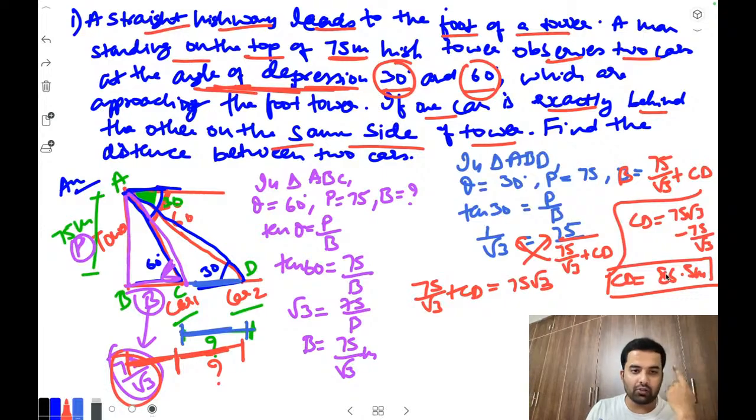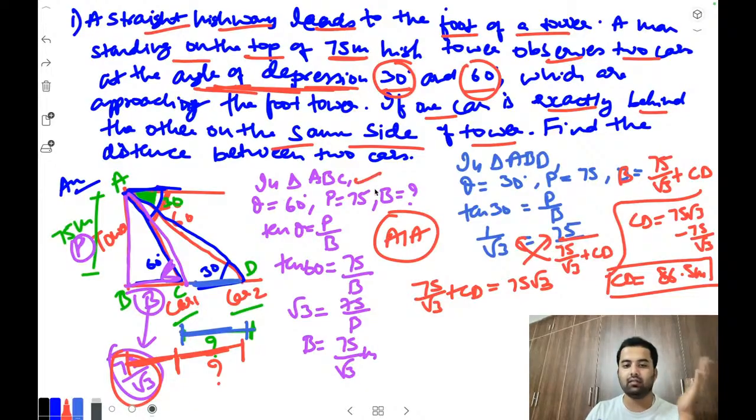Just make sure of one thing. Here we have a use of AIA, alternate interior angles. Then just take a triangle and figure out the value. Again, take a second triangle, figure out the values, and then run.